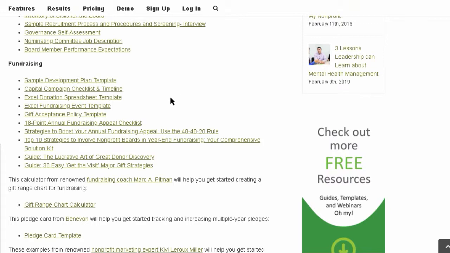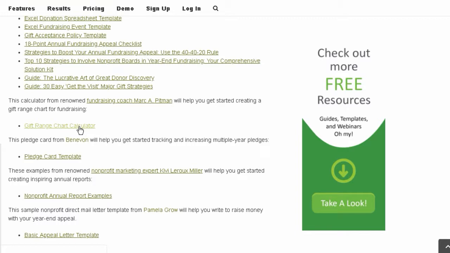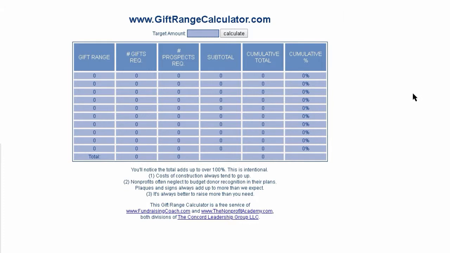download it here. Some really cool things like a gift range chart calculator for those of you who have, or maybe been interested in doing a capital campaign. If you've ever done a capital campaign, you know that you don't raise $1 million with $1,000 gifts. You're going to get a small number of big gifts and a much larger number of smaller gifts. And this is a way for you to say, if you're doing like a $5 million campaign, what would be one reasonable expectation of how to get that? Type in $5 million, calculate.